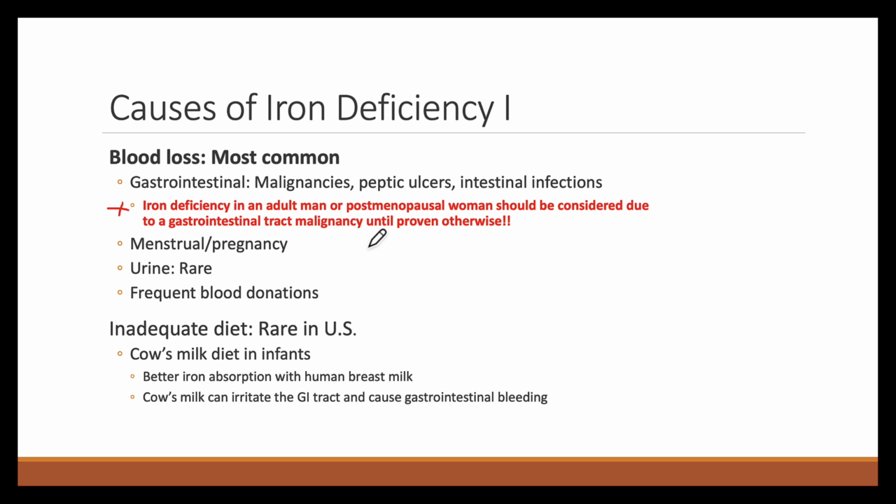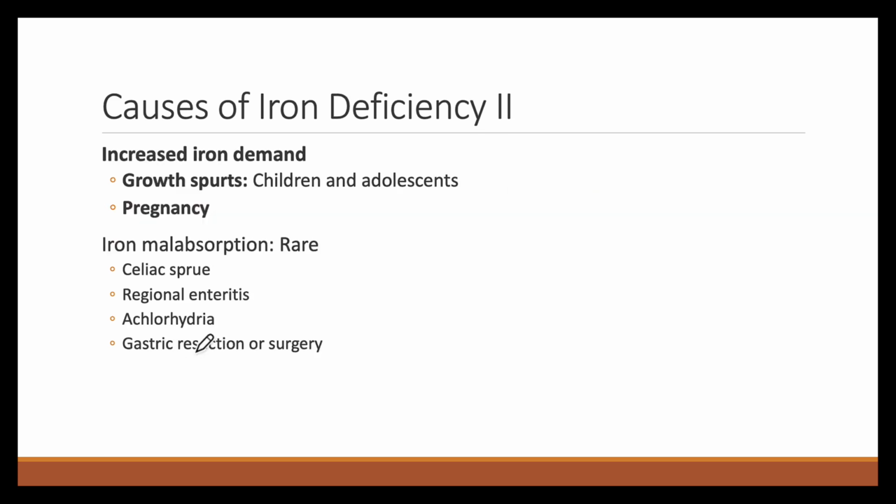Inadequate diet is rare in the U.S. apart from one important exception, infants who have an exclusive cow's milk diet. Iron in cow's milk is not as readily absorbed as in breast milk or formula. Additionally, cow's milk can actually irritate the GI tract and cause a little bit of bleeding. So I've seen infants come to the hospital with profound anemia due to this.